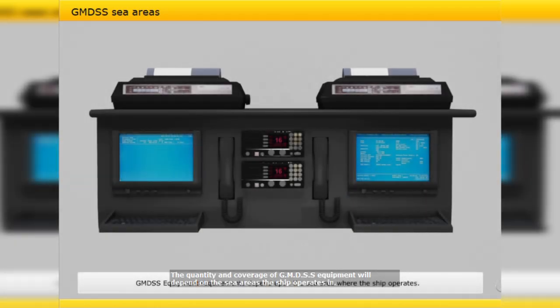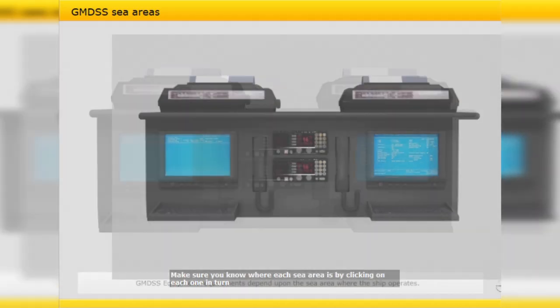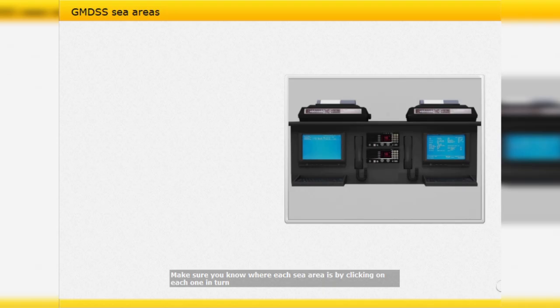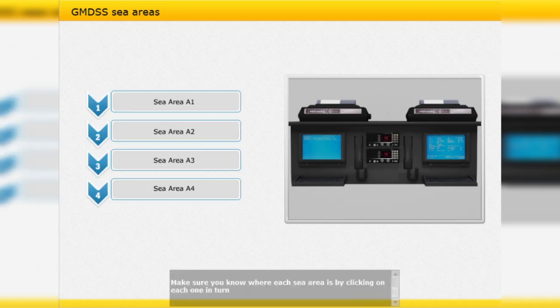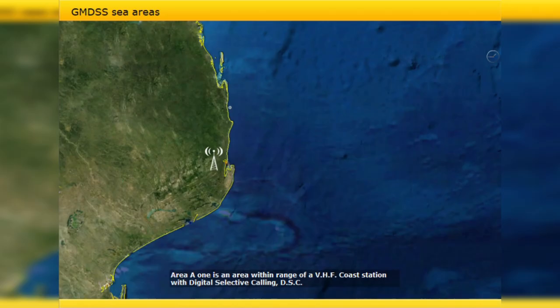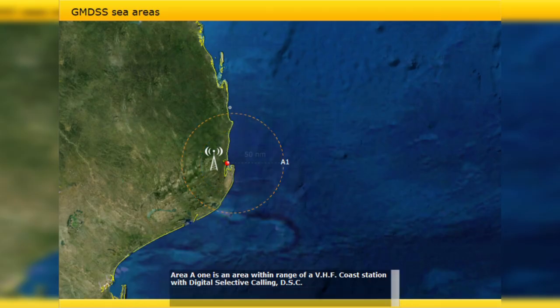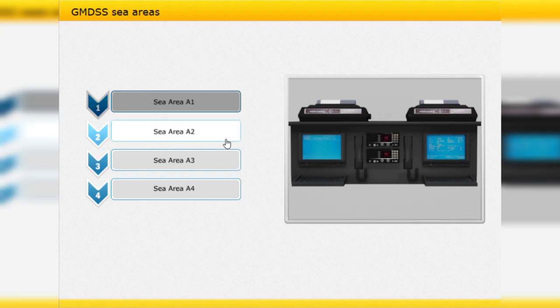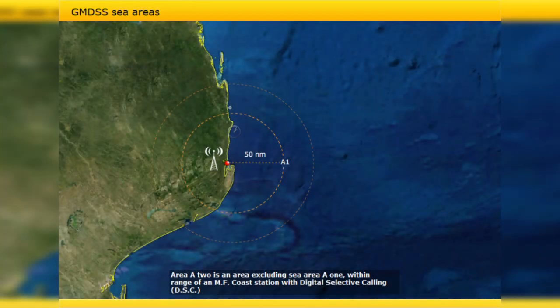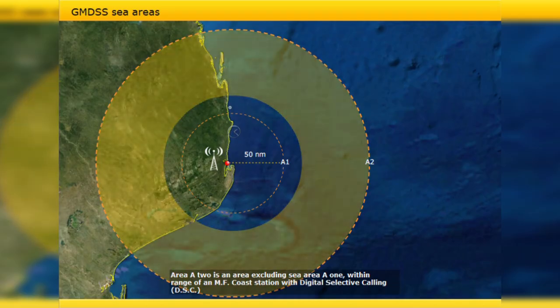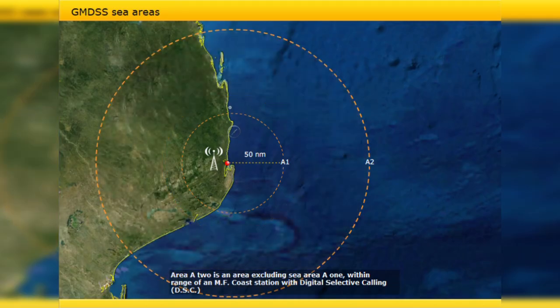The quantity and coverage of GMDSS equipment will depend on the sea areas the ship operates in. Make sure you know where each sea area is by clicking on each one in turn. Area A1 is an area within range of a VHF coast station with digital selective calling, DSC. Area A2 is an area excluding Sea Area A1 within range of an MF coast station with digital selective calling, DSC.